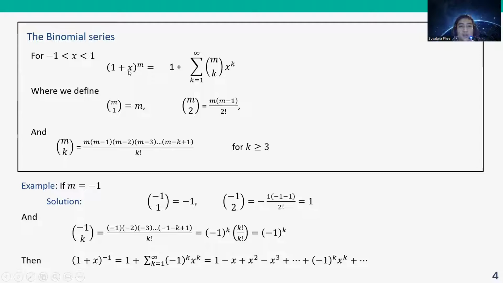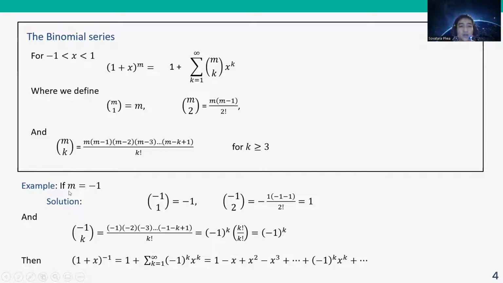So (1 + x)^m equals 1 plus the sum of (m choose k) times x^k from k = 1 to infinity, where we define m choose 1 equal to m, m choose 2 equal to m(m - 1)/2!, and m choose k equal to m(m - 1)(m - 2)(m - 3)...(m - k + 1)/k! for k greater than or equal to 3.